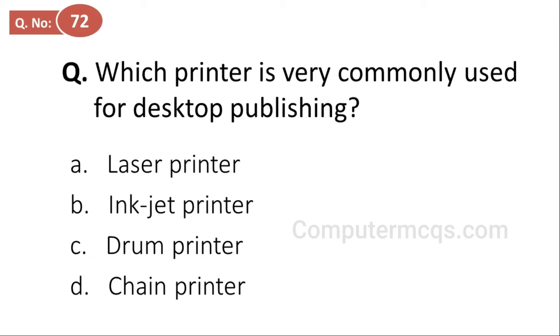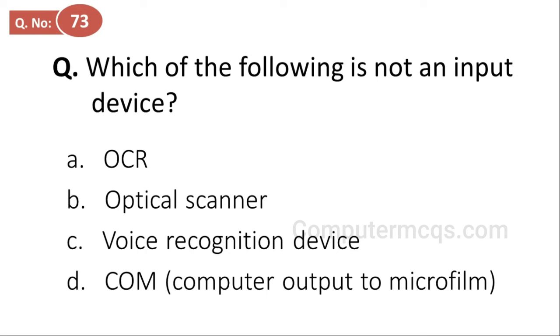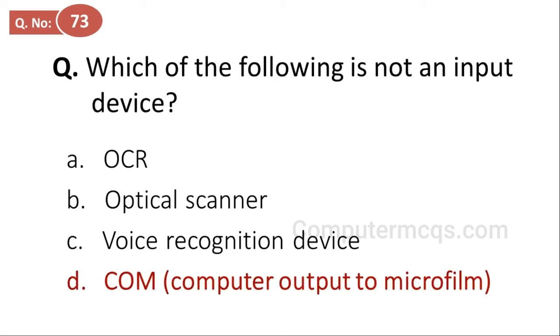Which printer is very commonly used for desktop publishing? Options are laser printer, inkjet printer, drum printer and chain printer. And the correct answer is option A, laser printer. Which of the following is not an input device? Options are OCR, optical scanner, voice recognition device, COM, computer output to microfilm. And the correct answer is option D, COM or computer output to microfilm.